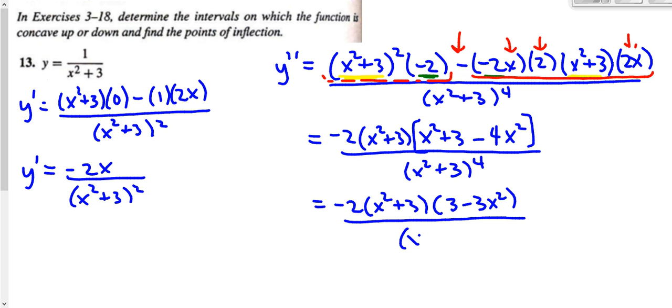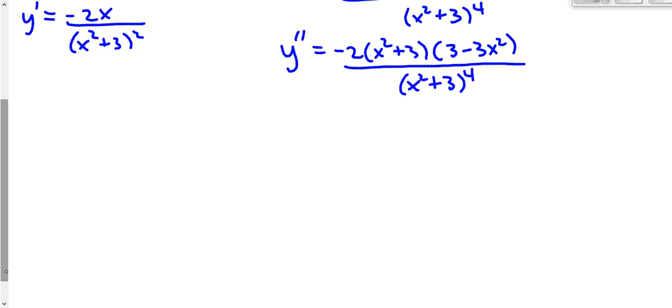Okay, now we want to find out what makes this second derivative equal to 0 and what makes it not exist, because those will be our potential inflection points, what I like to call pips. So whatever makes the numerator equal 0, oh hey, we can reduce this. Let me back up. Let's divide the top and bottom by one of the x squared plus 3's. Okay, that'll make the work a little bit simpler. Whatever makes the numerator equal 0 will be a potential inflection point, and whatever makes the denominator equal 0 will be a potential inflection point.